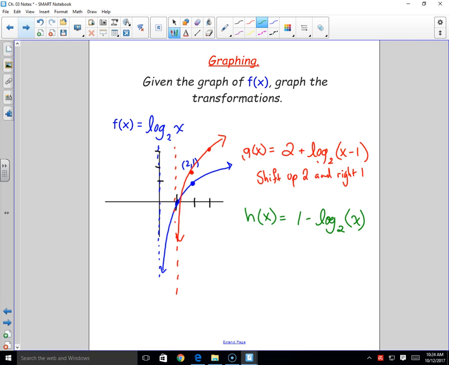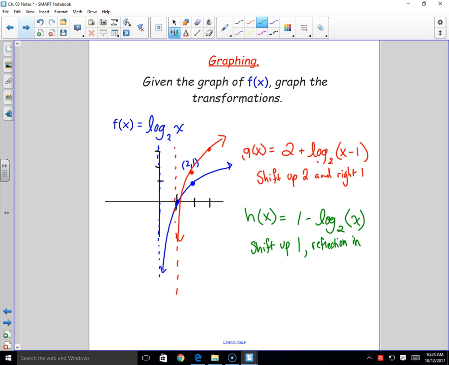Carl, what did your group say as far as the wording of how h changed? Okay, good. Was there anything else? You did get the shift up 1. That's good, but there is one more thing. Abby, go ahead. Reflection. Okay, what kind of reflection? It's from the negative. Reflection in the x-axis.